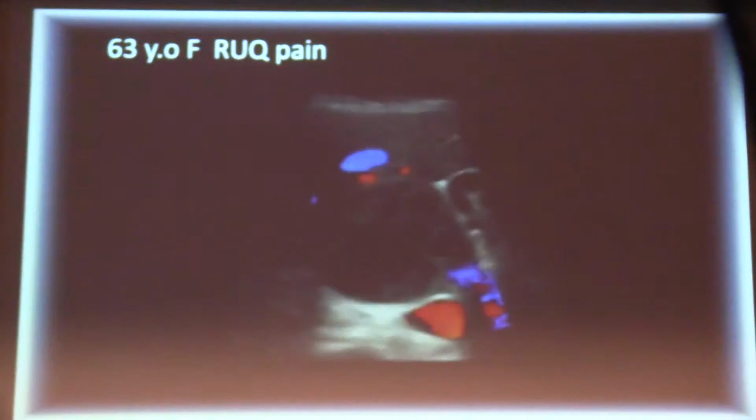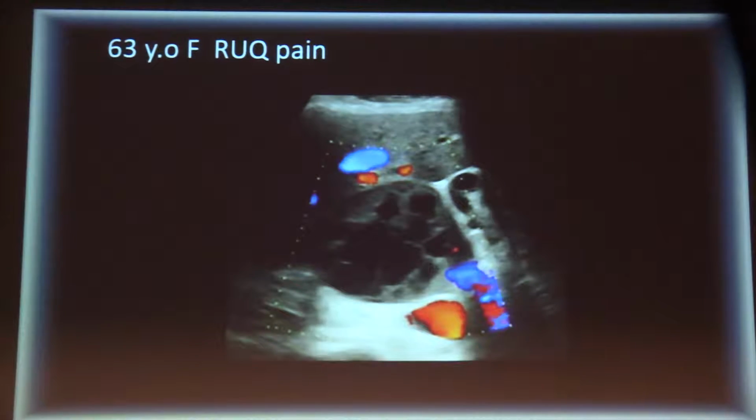This is a 63-year-old female who presents with right upper quadrant pain. She had multiple cysts in her liver, which are not seen on this image, but she also had this complex lesion with an exophytic component around segment 3 of the liver. This has solid features, it has cystic components, it's well circumscribed, but it doesn't have any vascularity in it, as you can see on this Doppler image.